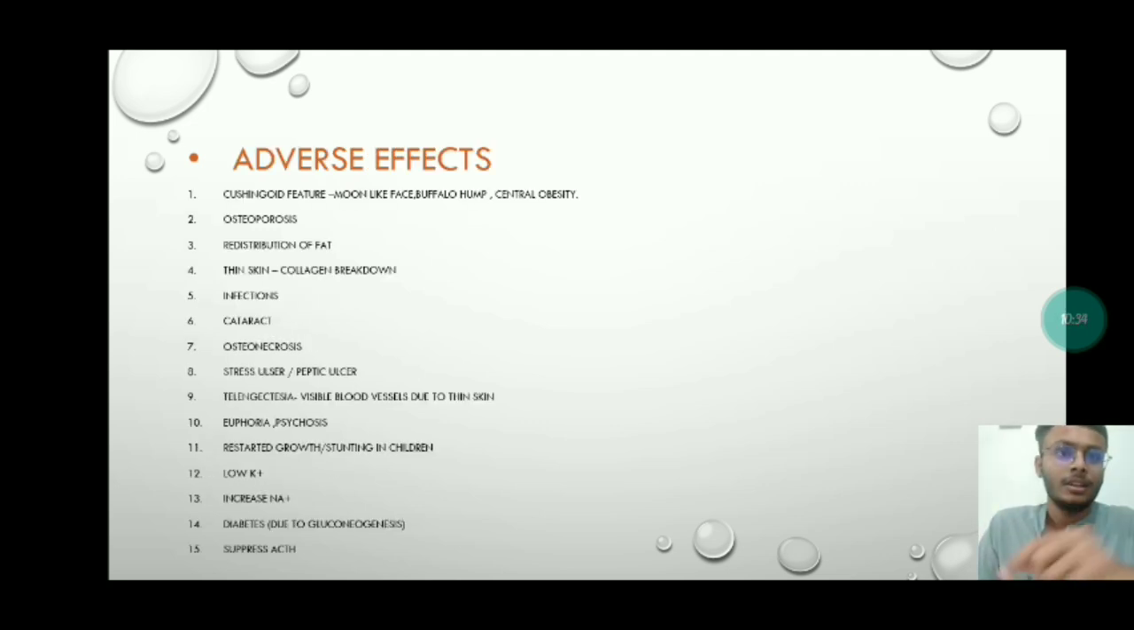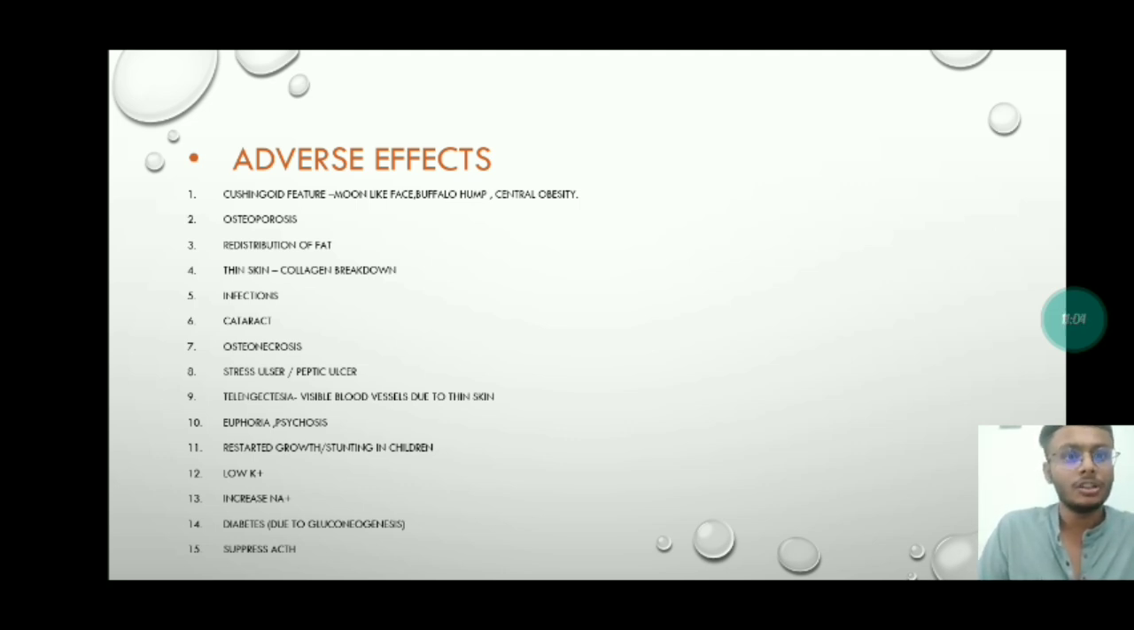So let's see the adverse effects. The main adverse effect is Cushingoid features, which is moon-like face, buffalo hump, central obesity, where fat mobilizes from the extremities to the center of the body. Osteoporosis, because it decreases the calcium level in the blood. That is why it leads to osteoporosis. Redistribution of fat from the periphery to the center.